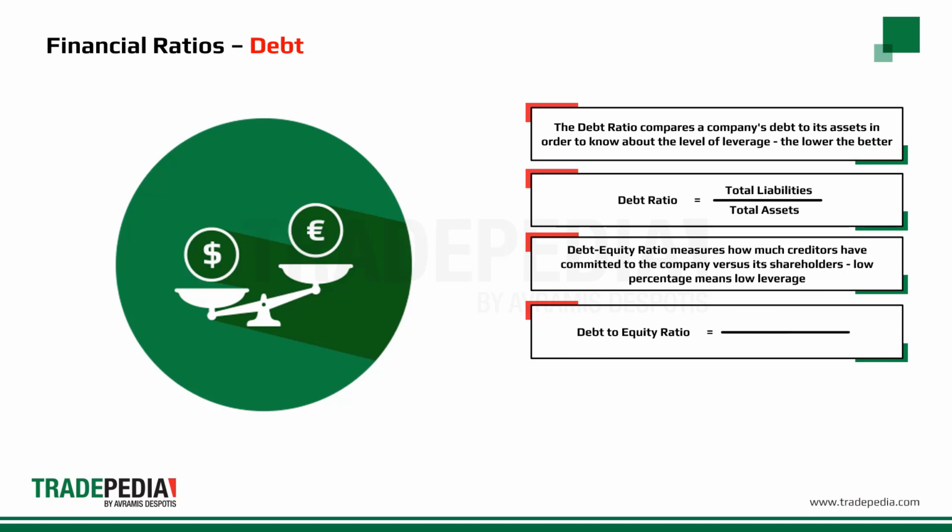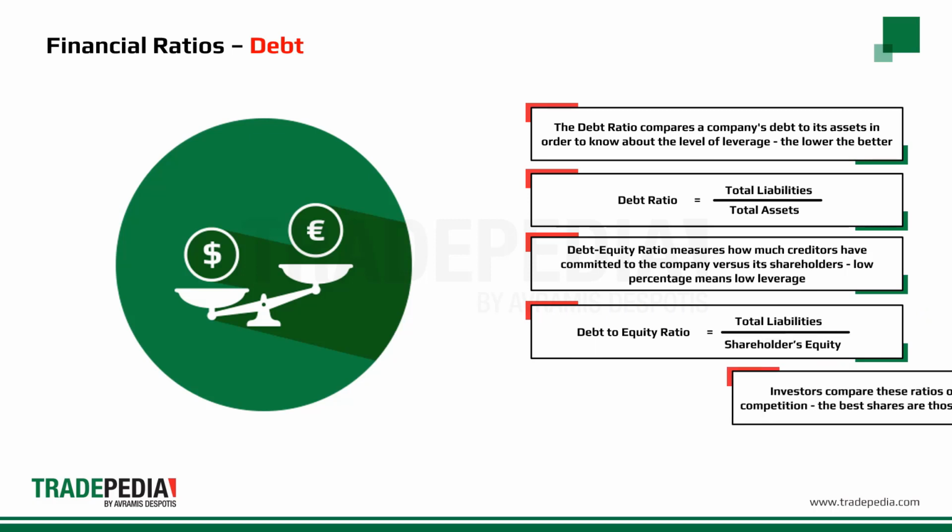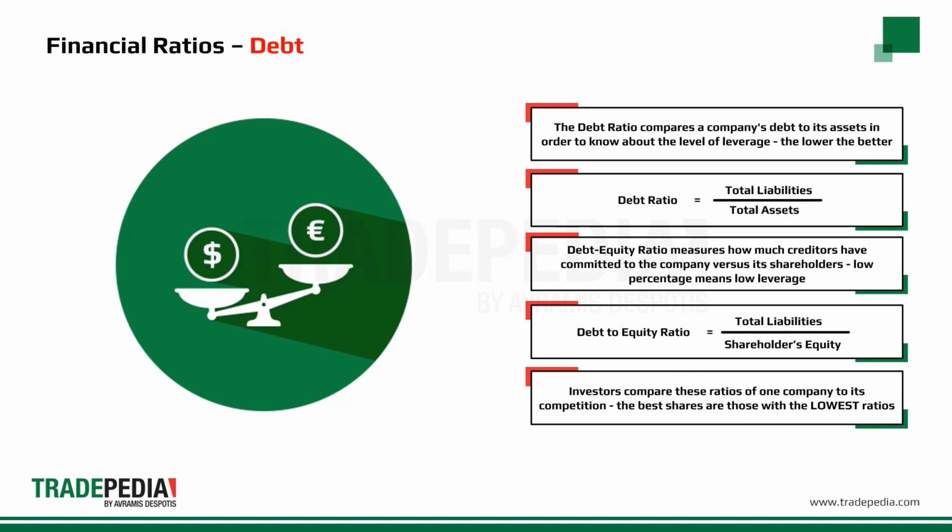It is calculated by dividing the firm's total liabilities by the shareholders' equity. Investors compare these ratios of one company to its competition. The best shares are those with the lowest ratios.